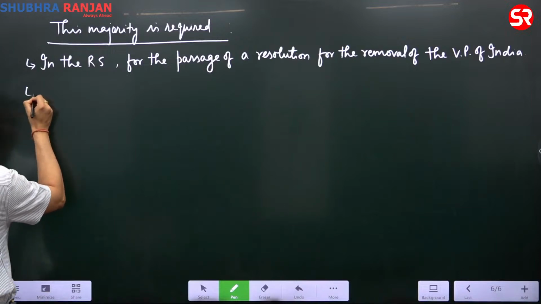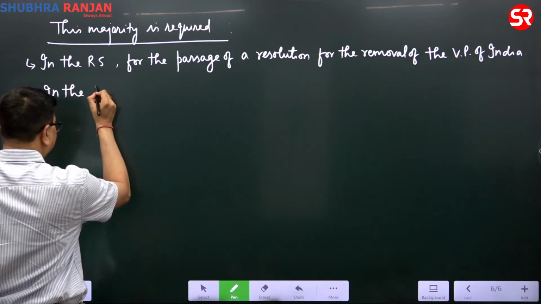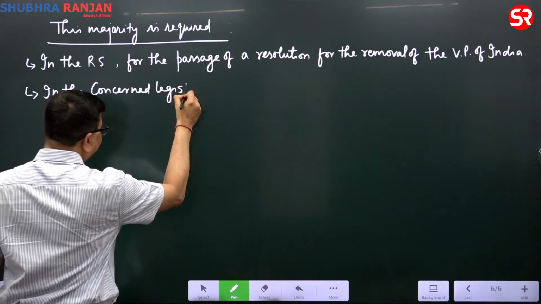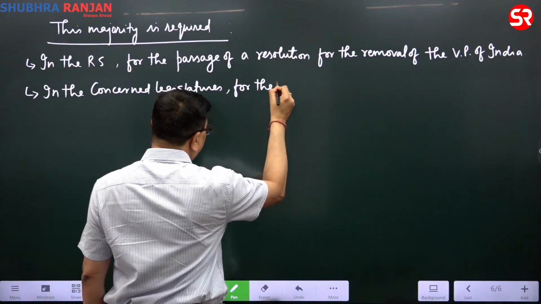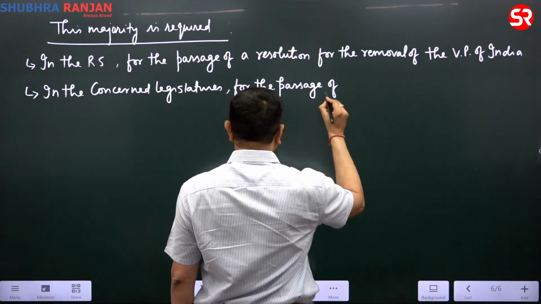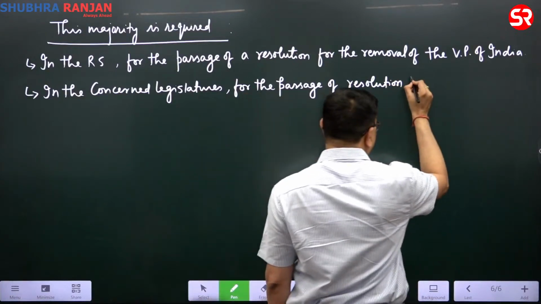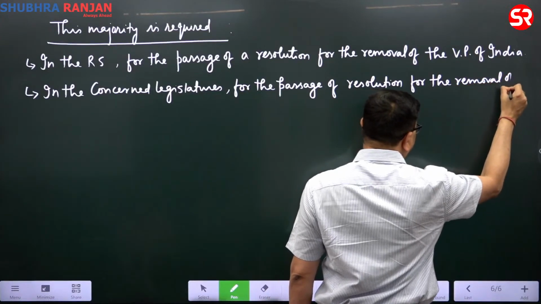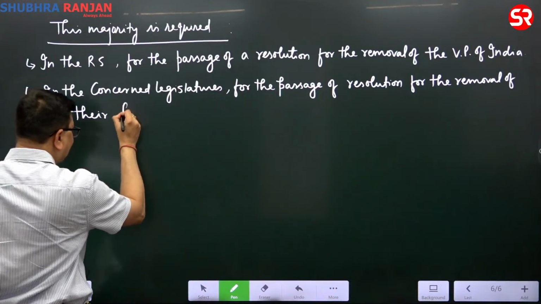Then secondly, in the concerned legislatures, for the passage of a resolution for the removal of their presiding officers.